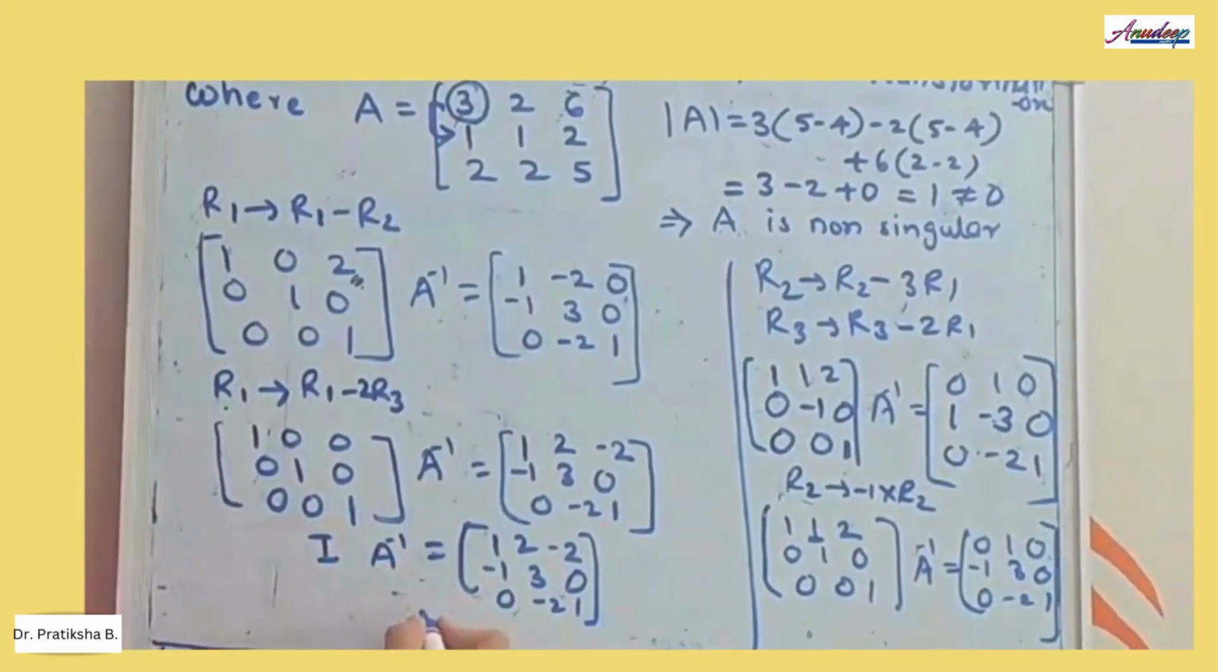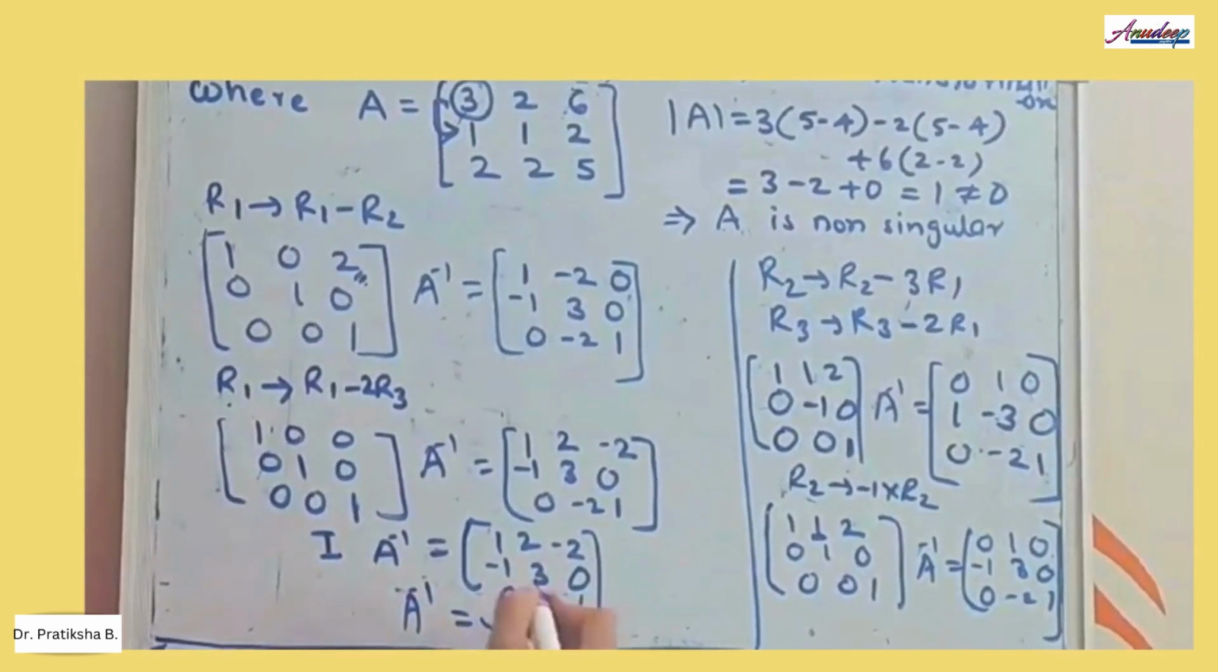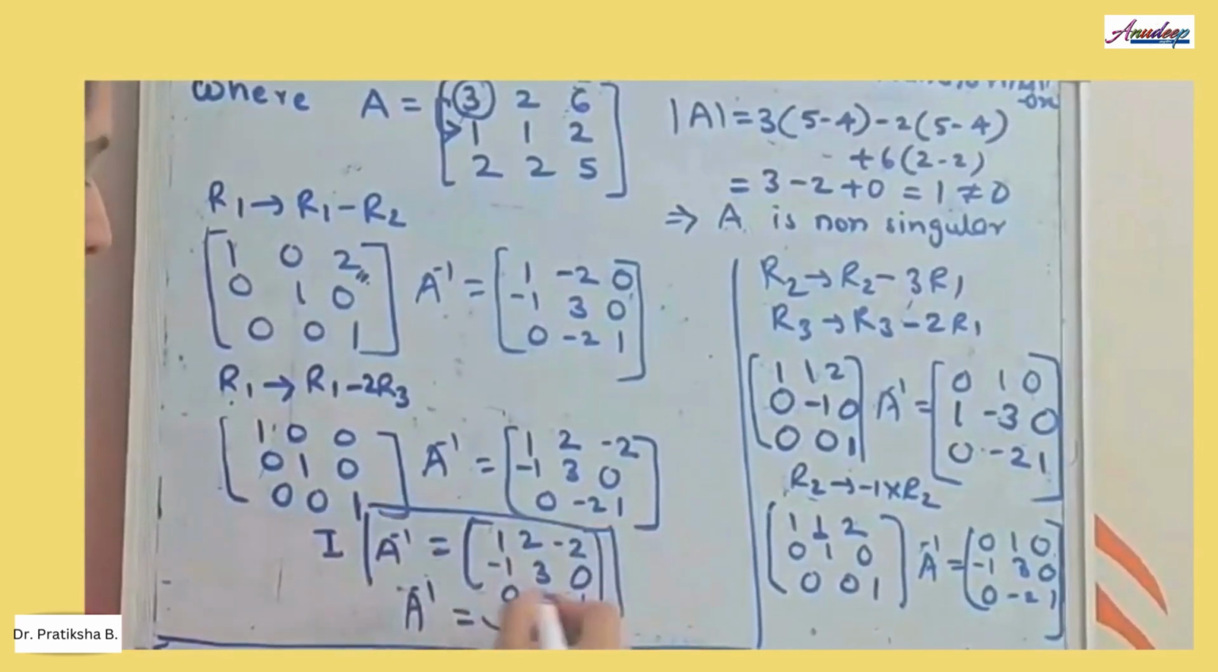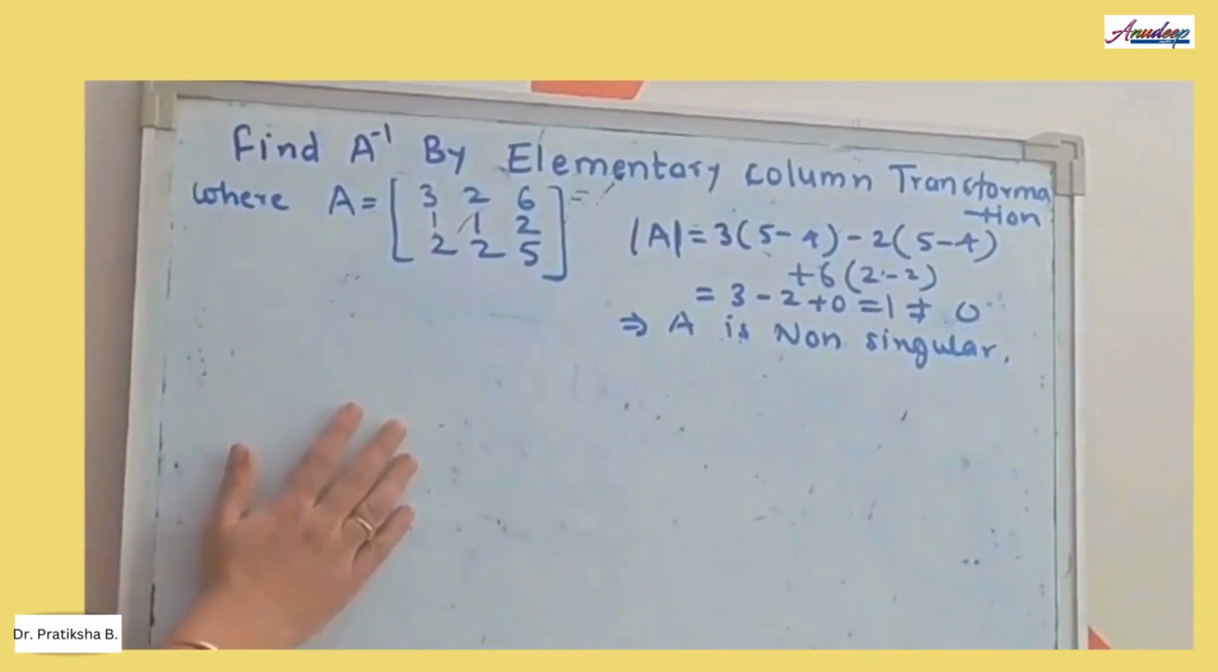So what we can write? A inverse will be the same matrix. So this is the answer for your A inverse. Now let us solve the same problem using the column transformation.